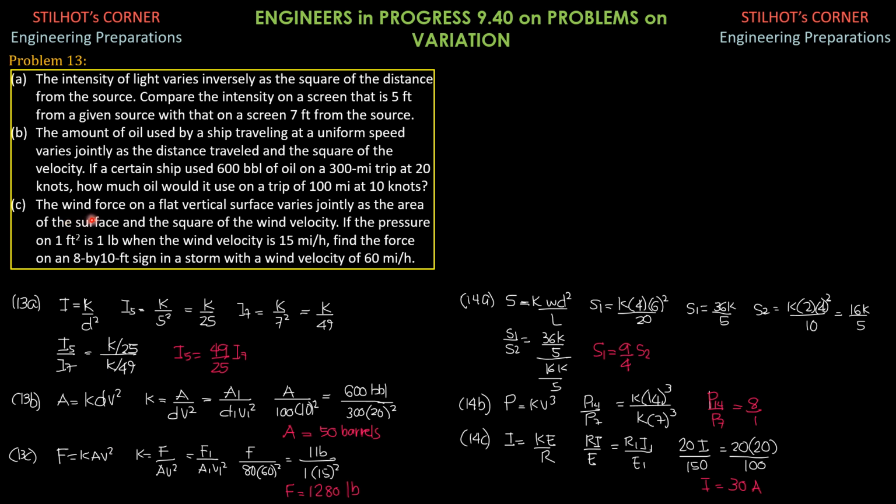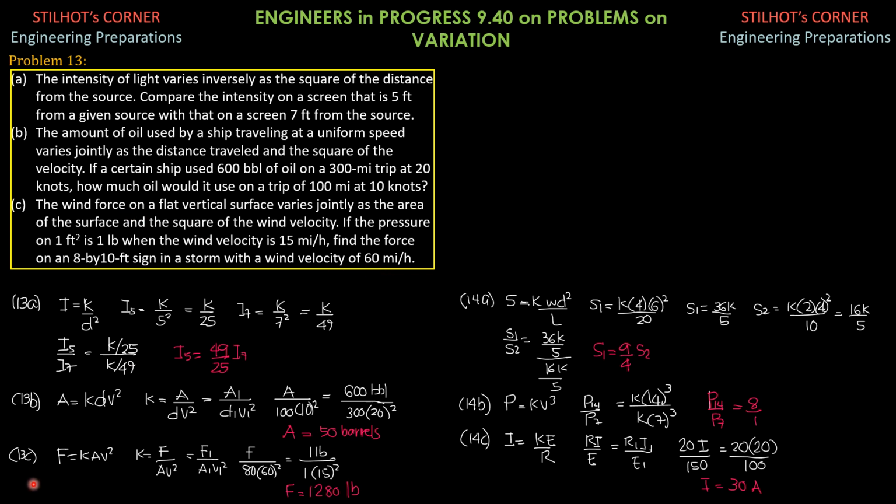Then 13C: the wind force on a flat vertical surface varies jointly as the area of the surface and the square of the wind velocity. If the pressure on 1 square foot is 1 pound and the wind velocity is 15 miles per hour, find the force on an 8 by 10 foot sign in a storm with a wind velocity of 60 miles per hour. So let's set up the formula first.